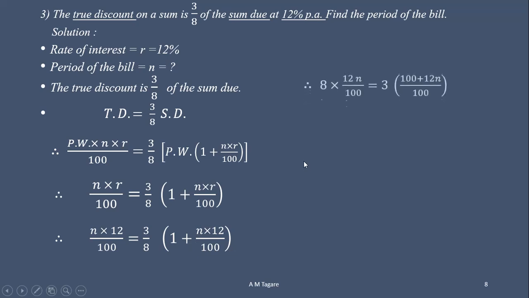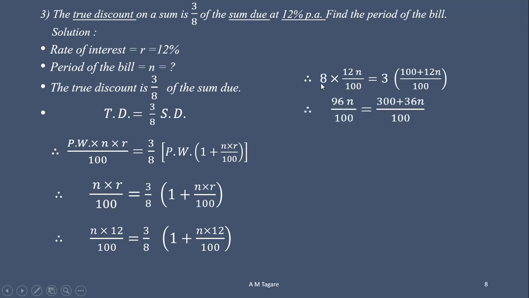Now we transfer this 8 to this side. So 8 into 12n upon 100 is equal to 3 into this. 100 into 100 plus 12n, 100 plus 12n upon 100. Now we have one relation in only one unknown n. Solving this equation, we can find value of n. Therefore 8 into 12n, 96n upon 100 is equal to, multiplying inside, 3 into 100, 300, 3 into 12n, 36n.